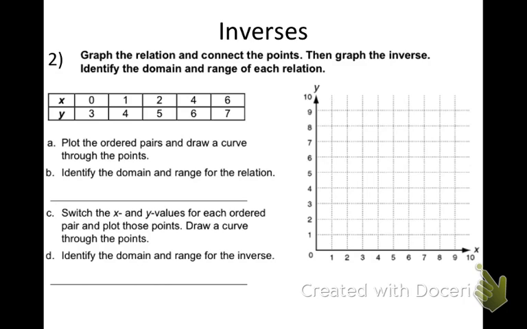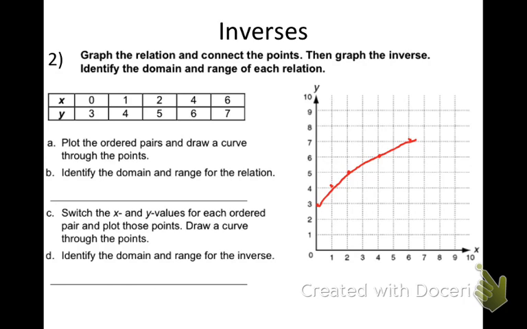Alright, so let's look at this here. First thing we're going to do is plot the ordered pairs and draw a curve. So I have the coordinates 0, 3, 1, 4, 2, 5, 4, 6, and 6, 7. So I have that right there. Okay. Identify the domain and range.